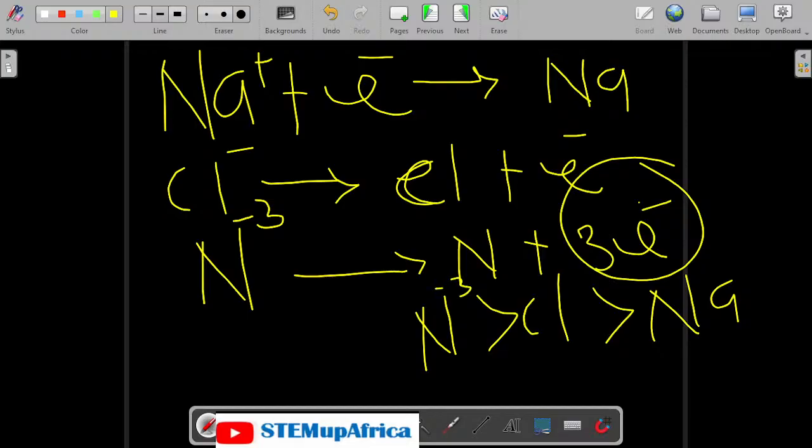Nitrogen minus 3; put the signs, minus and plus. So that's the concept. Even though chlorine and nitrogen are both negative, nitrogen gains more, and chlorine and sodium lose more. So nitrogen is greater than chlorine, and chlorine is greater than sodium.